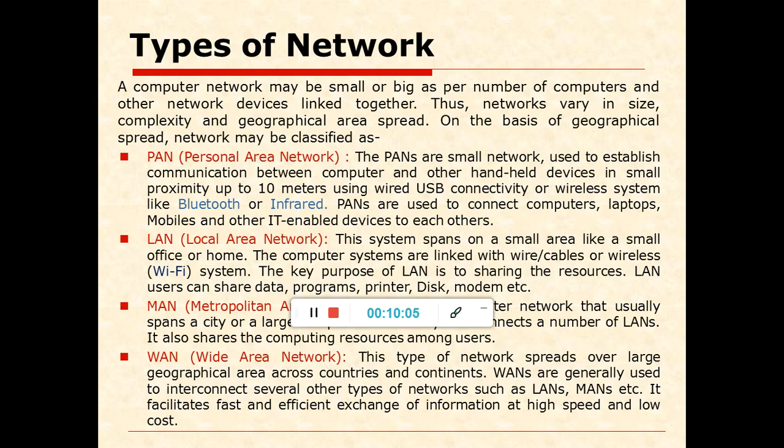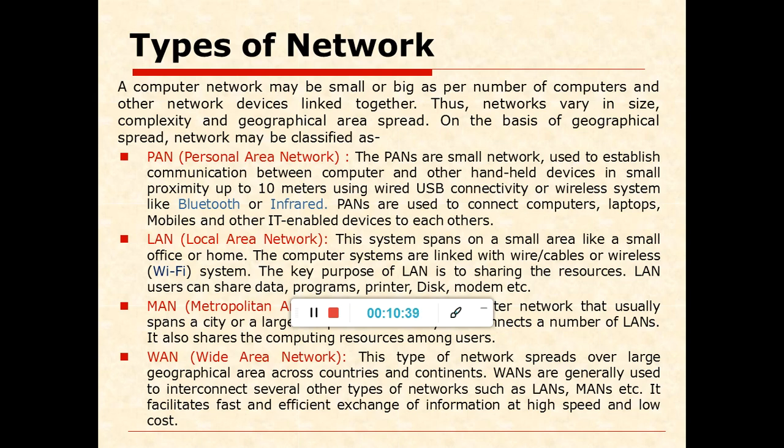And the next one is WAN, wide area network. This network is used within countries and continents. So this network is a very big network. WANs are generally used to interconnect several other types of networks such as LANs and MANs. So MANs are used for connecting LANs. WANs are used for connecting both LANs and MANs. This one is a big network. It facilitates fast and efficient exchange of information at high speed and low cost.